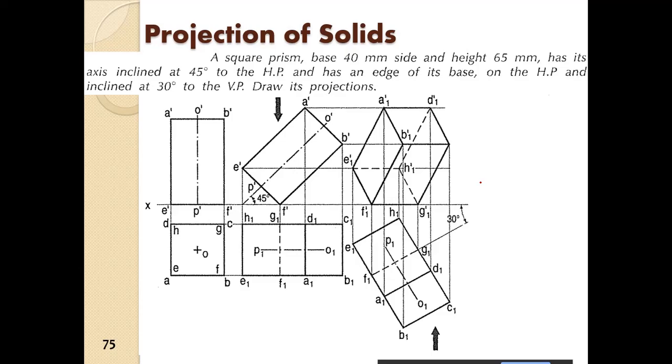Alright, and you get these projections here. So here you see this edge is on the HP, the edge of the base is on the HP. So basically this dotted edge is on the HP, because we will not see that from the top, that edge will be hidden. So that is inclined at an angle of 30 degrees, and we get this front view.